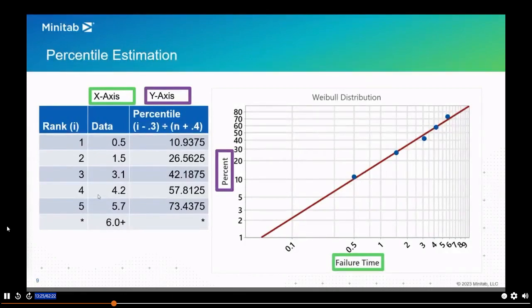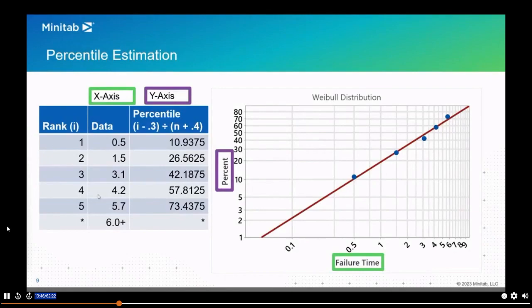If we go down to our last failure, which happened at 5.7 hours, we would estimate its percentile to be 73.4. What that means, or how that's interpreted, is we're saying that, okay, we expect about, in this population, 73% to have failed by 5.7 hours.